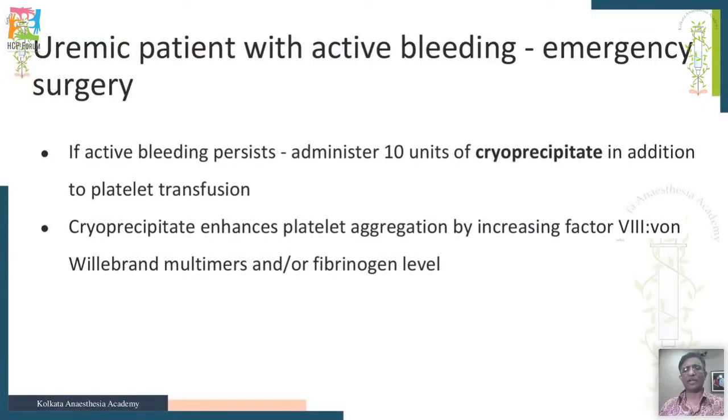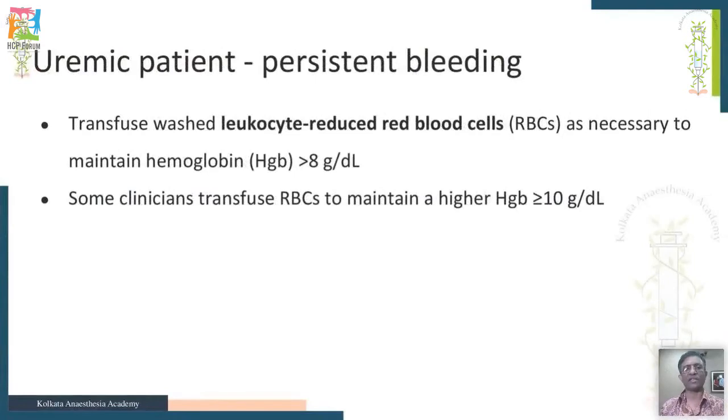Cryoprecipitate has been tried because they can receive this increased amount of factor VIII and the von Willebrand multimers and increase the fibrinogen levels. So you can give cryoprecipitate. And if you are pushed to giving blood, then the best blood is the leukocyte-reduced or the irradiated blood.